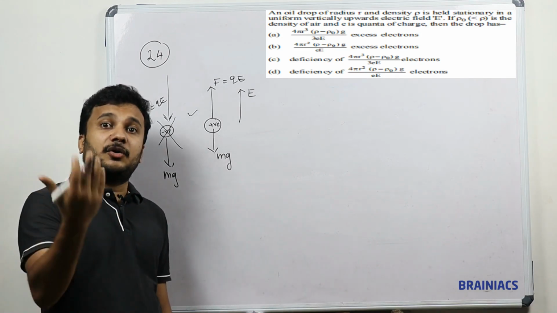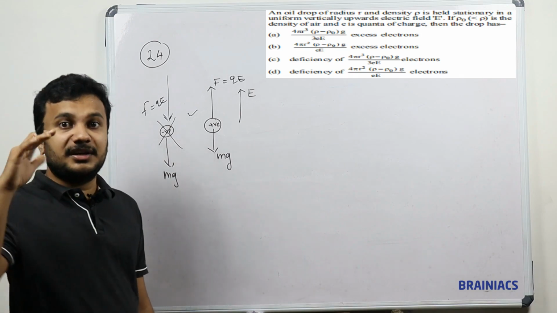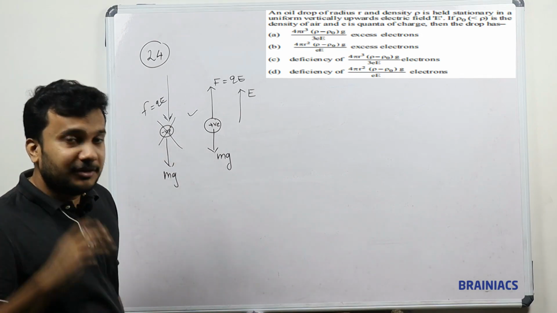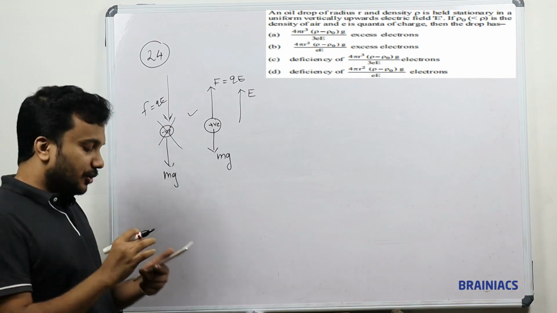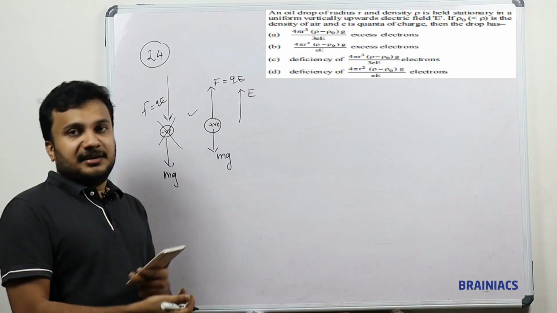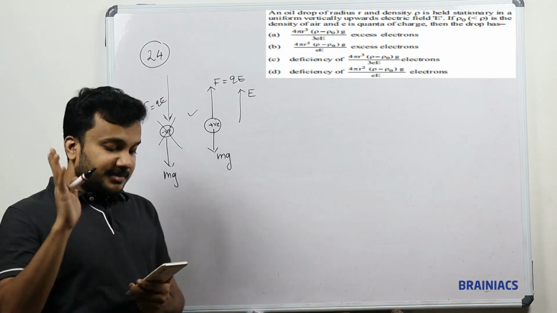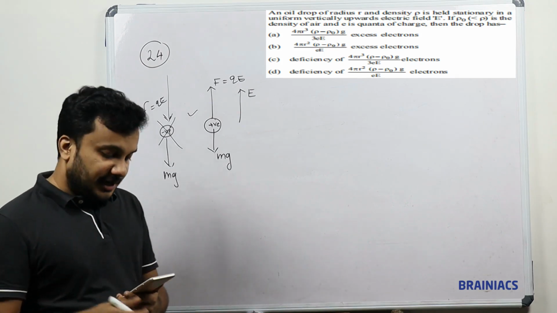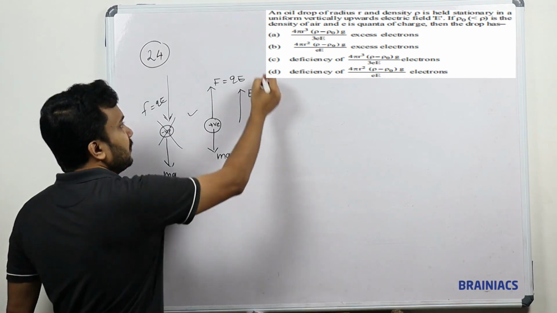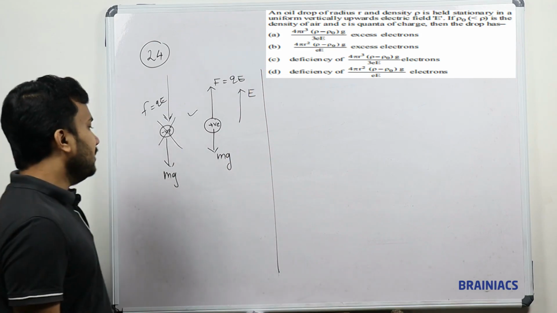I am a donor here. I am losing the electron. So there is a deficiency of electrons here. So deficiency of an electron is the right answer. Deficiency of an electron comes with options C and D, and we have to decide which is the right one. So in that case the body is to be in equilibrium.